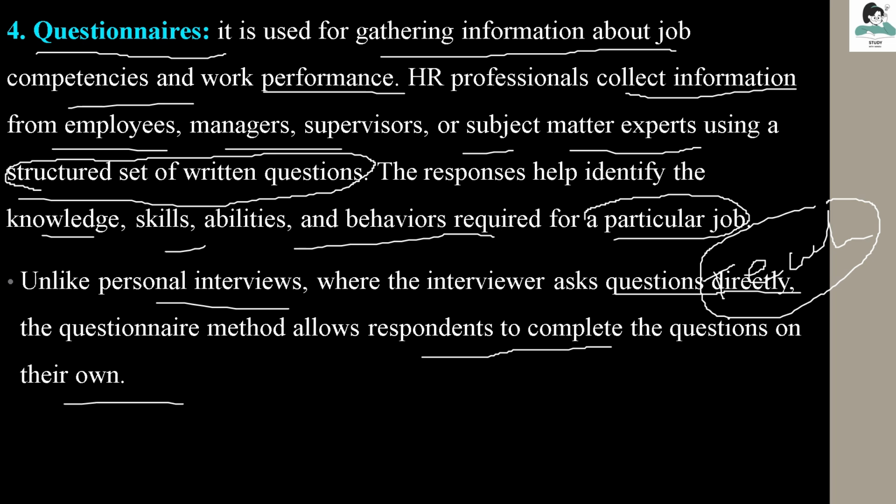Right. So in a personal interview, the interviewer asks questions face to face, right? They'll sit opposite to them and ask the questions face to face, and they can also ask follow-up questions based on the candidate's answer. But in a questionnaire, the questions are written, and the respondents answer them independently. Here, the interviewer will not be present in front of them. Clear?